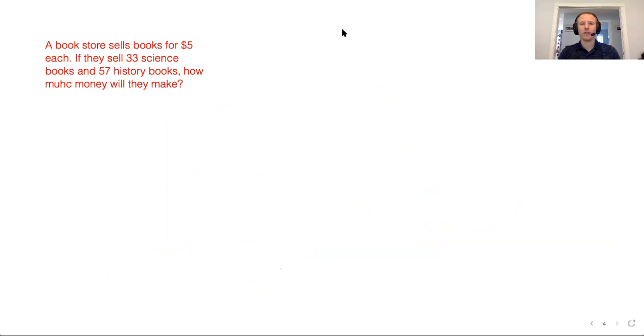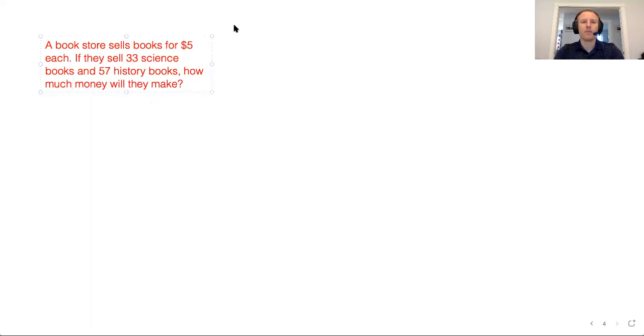All right, this is a very similar problem to one we just had, or two that we just had actually. A bookstore sells books for $5 each. If they sell 33 science books and 57 history books, how much money will they make? And again, we have a typo in there. Let's correct that.